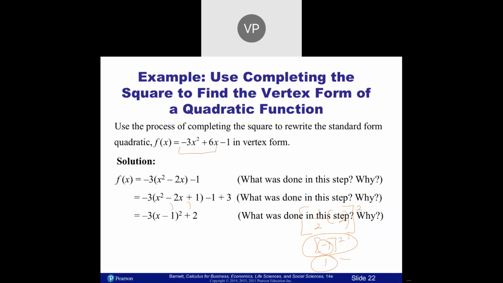Because they're the same factor, you can rewrite it as x minus 1 squared. And then, of course, these two things combine, and that's where that 2 comes from. And now we are in the standard form of the vertex.